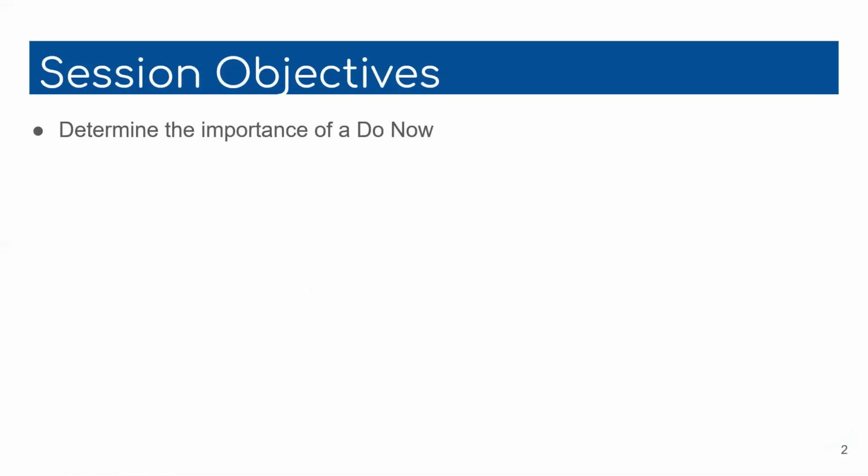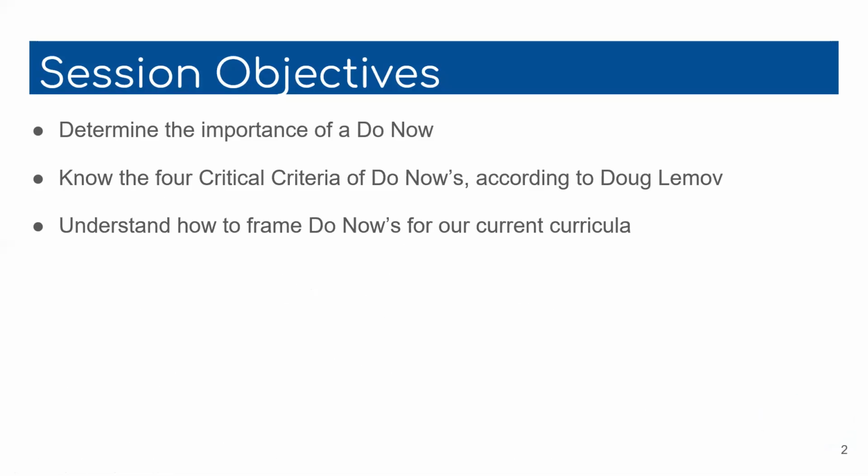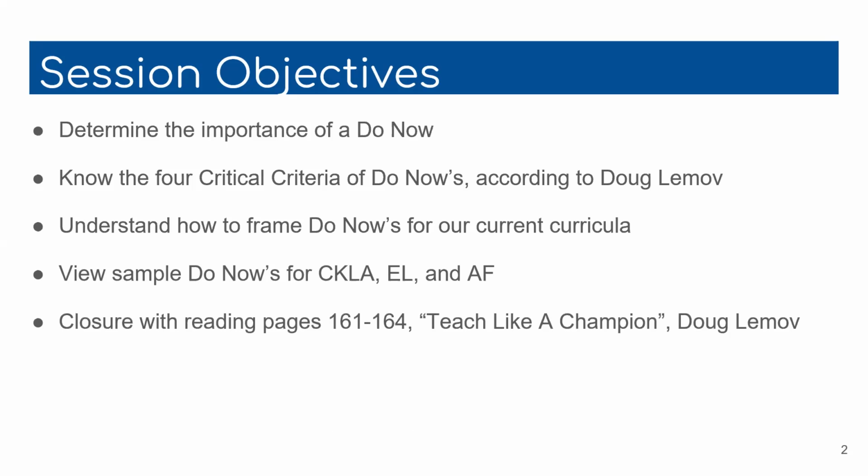During this session, we're going to determine the importance of a do-now. We're going to know the 4 critical criteria of do-nows, according to Doug Lemov. We're going to understand how to frame our do-nows for our current curricula that we use. And we're going to view some do-now samples created just for CKLA, EL, and AF. Strong exemplars will help propel us forward.